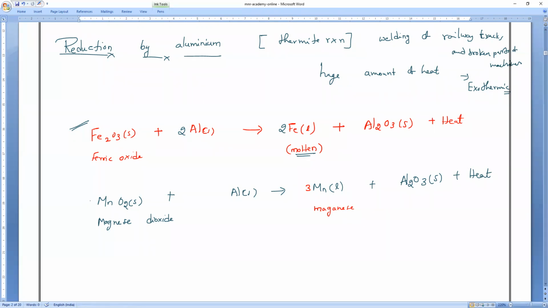Girls, 3MnO2 plus 4Al gives 3Mn plus 2Al2O3. Learn it.